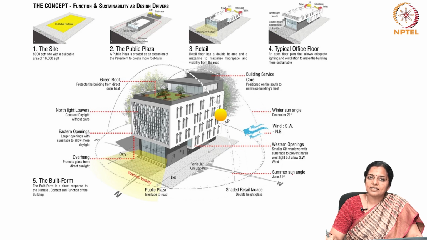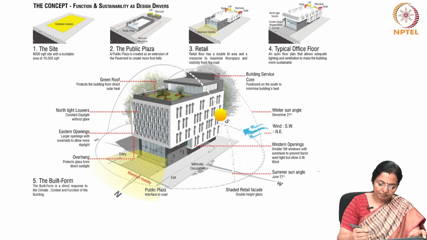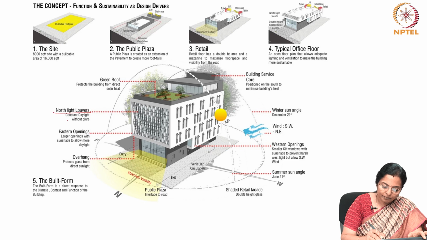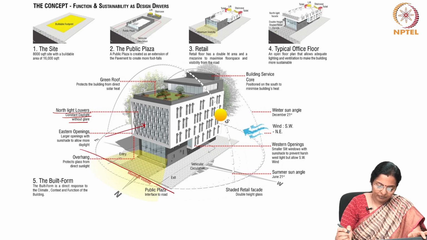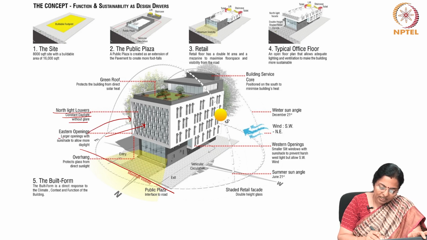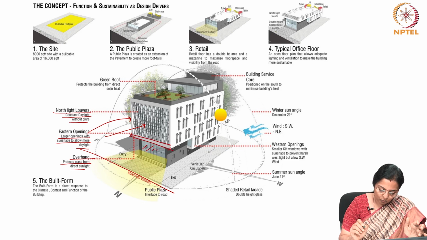The western and eastern side have been designed with appropriate openings to facilitate cross ventilation inside. This building has north light louvers in order to get constant daylight without glare along the north side, which is its front facade. The eastern openings on the other side have larger openings with sunshade to allow more daylight. There are large overhangs that protect the glass from direct sunlight. The glass on the north side is protected by this large overhang.